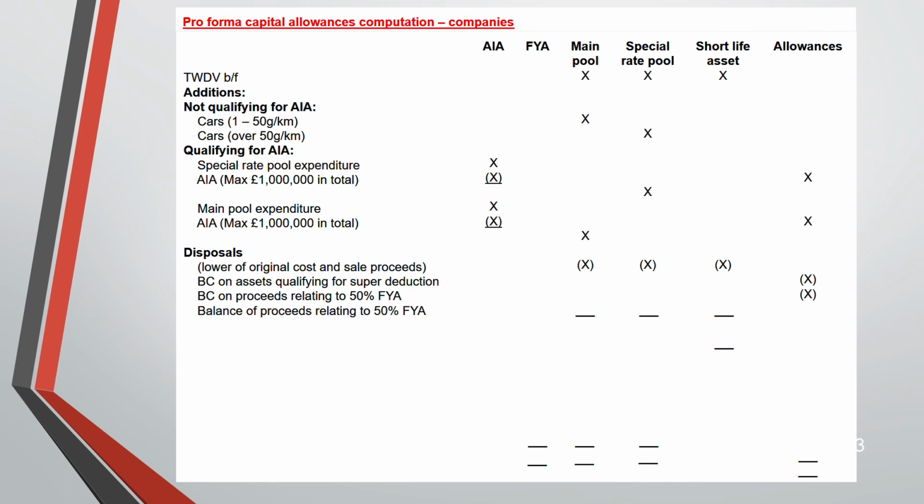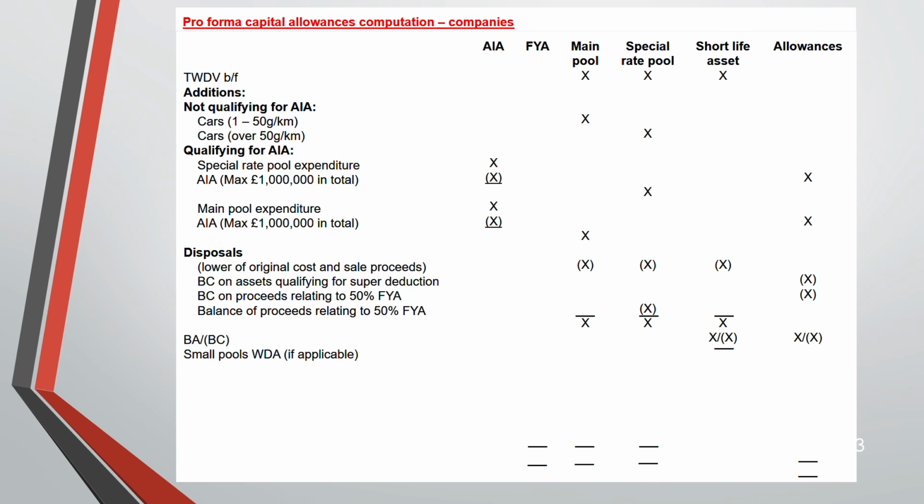Then balance of proceeds relating to 50% FYA in the special rate pool, and finally you start adding up the column. Main pool, special rate pool, short life. Now the total could be a balancing allowance or a charge in the short life asset. If you are having a positive figure, it's an allowance. If it is a negative figure, the figure is in brackets, it's a balancing charge.